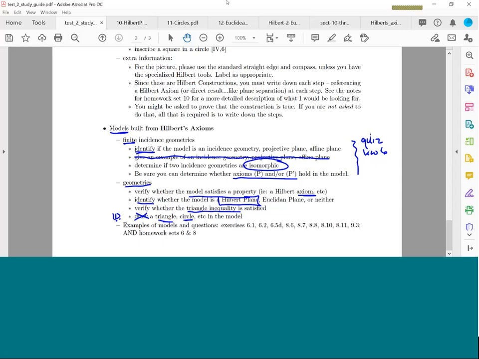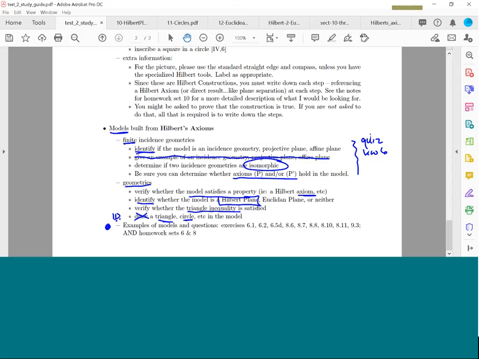Now, I went ahead and put some extra examples of models and questions, and no lies, the exercises I list in this last bullet point are the exercises that got pulled into in-class examples, in-class activities, and your homework questions for homework sets 6 and 8. So don't get overwhelmed. This is literally just looking at some of the in-class examples and work and then homework sets 6 and 8. This is where I pulled most of those examples from, just to give you some background. So that deals with models.